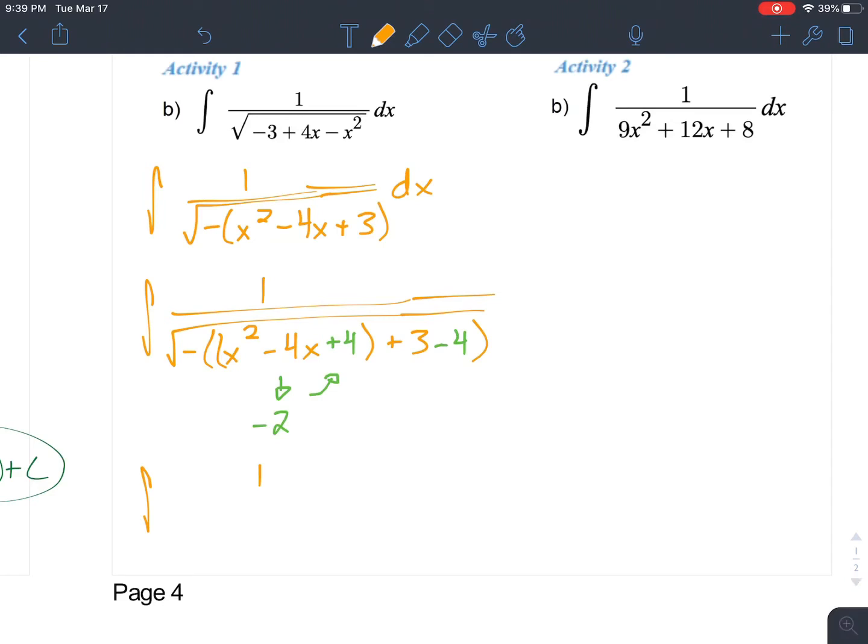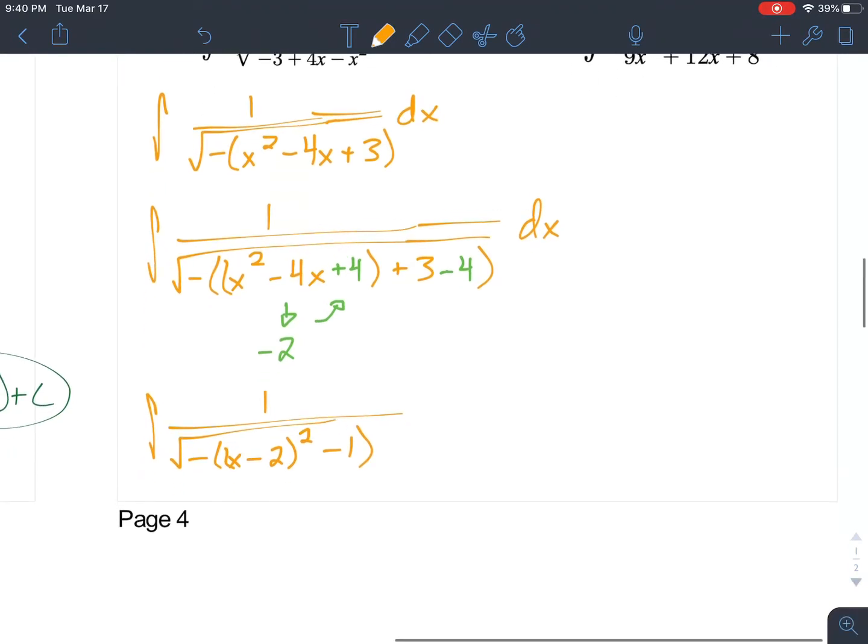Now what we will have is the integral. I keep forgetting dx, sorry about that. Now what we're going to have is negative, and I need another set of parentheses again, x minus 2 quantity squared, and then minus 1. And this was what I was saying earlier about the hint that you want to distribute the negative. Also why I was telling you that it may be easier if you kept it as 3 minus 4x plus x squared.